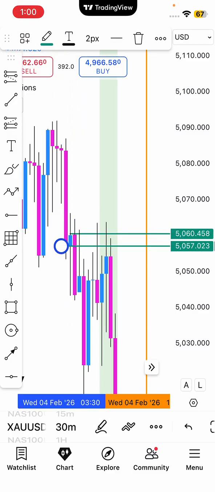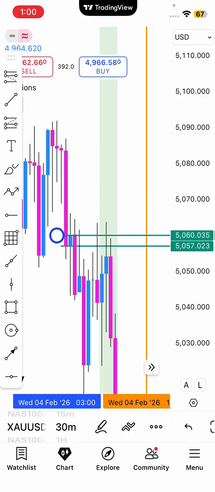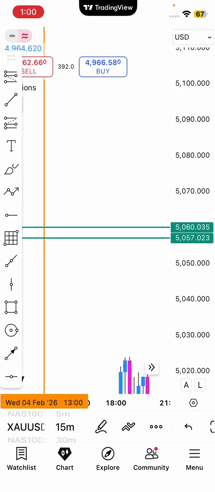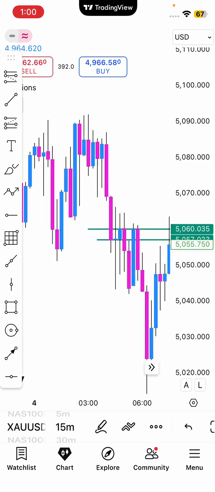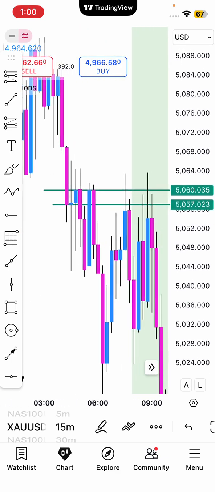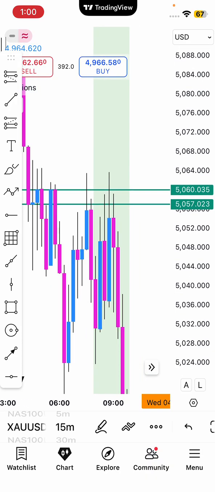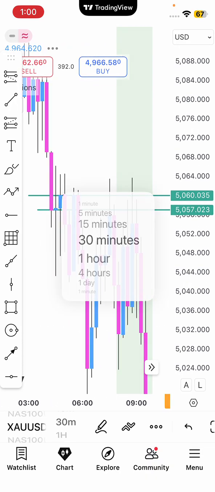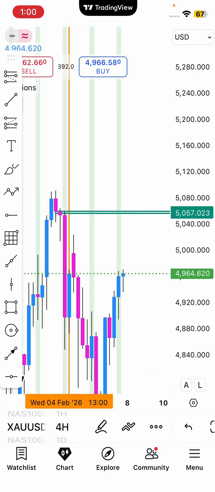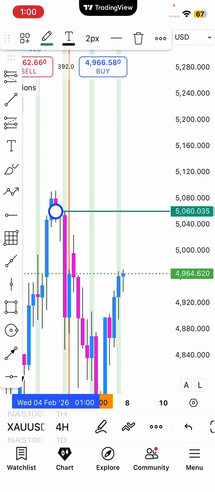This is as far as price got. That's basically all I was saying to myself. Yes, you could have sold from here, but me personally, I didn't do that. I was more waiting for a better setup. So this day, personally, I didn't take a trade. I just didn't see anything that I liked. But that's basically what ended up happening. So that was Wednesday. Let's go to Thursday.